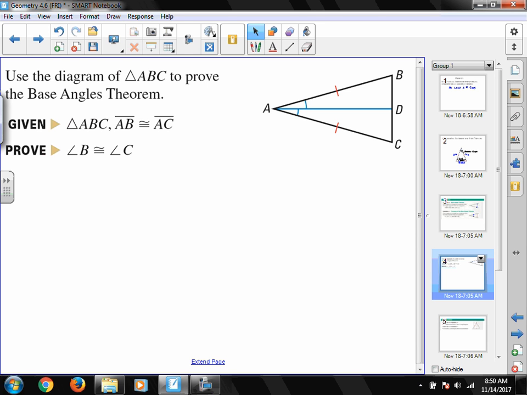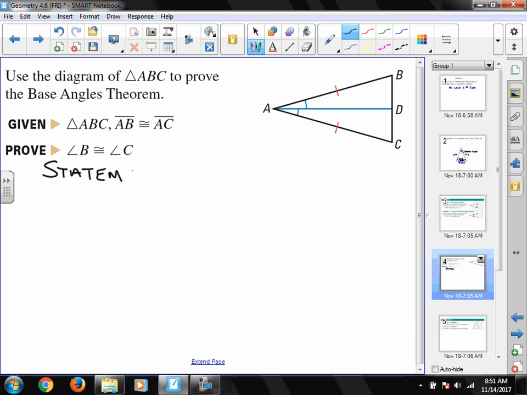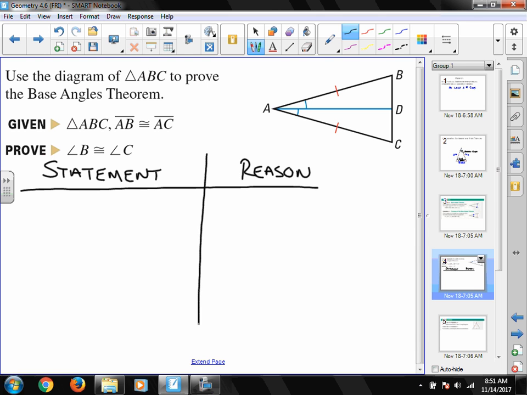So we want to use the diagram of triangle ABC that we're given here to prove the base angle theorem. We're given triangle ABC, and we're given that AB is congruent to AC, and we need to prove that angle B and angle C are congruent. So we set up our two-column proof. Got our statements and our reasons, and we'll split that here.